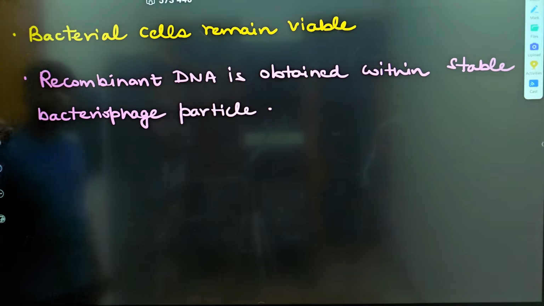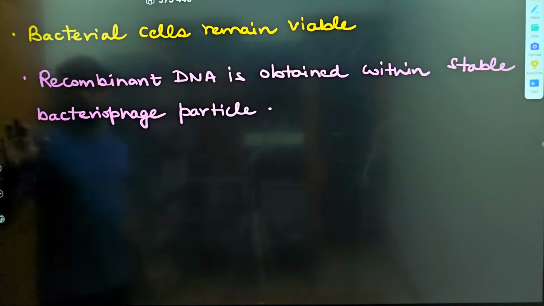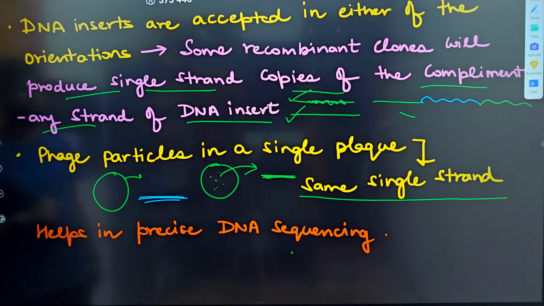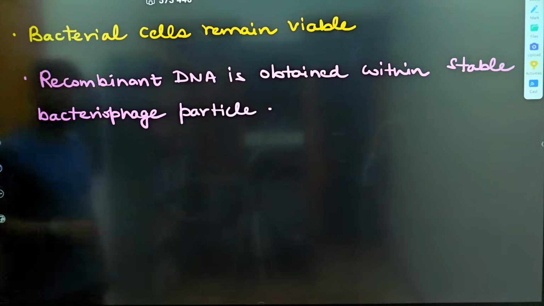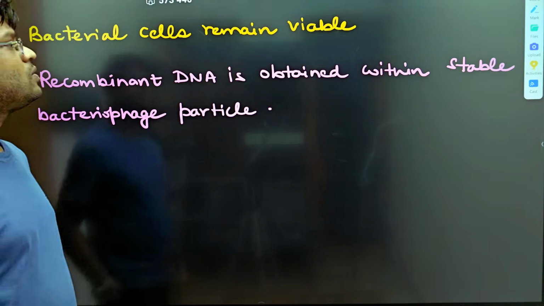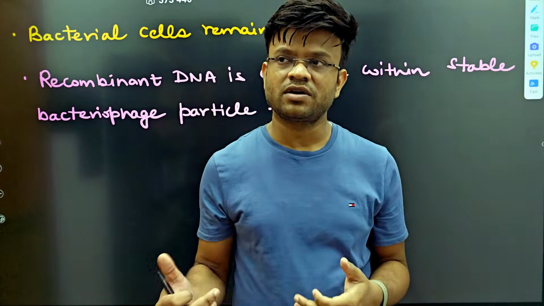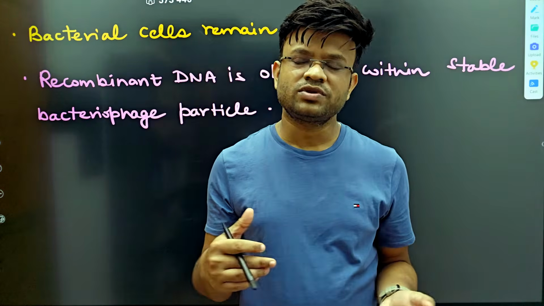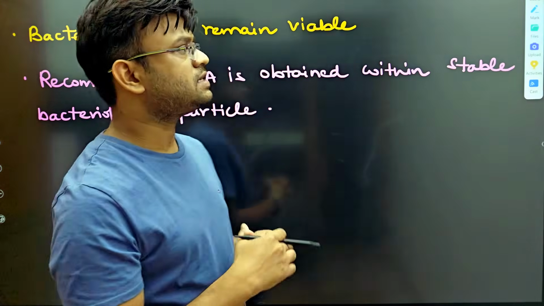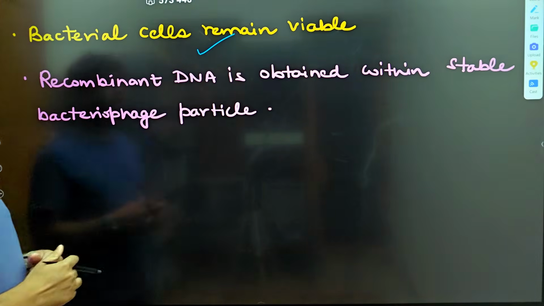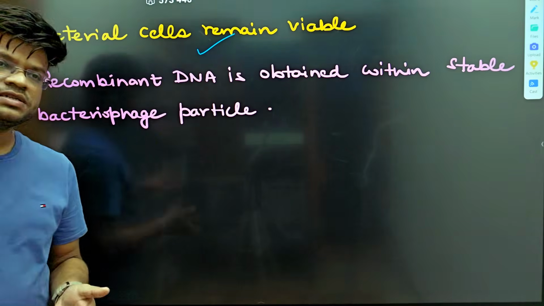You can take a photograph of this. Let us move on to the next one. Bacterial cells remain viable. I have already said that it does not progress through the lytic cycle, therefore the bacterial cells remain viable, they do not die, although the growth is limited.